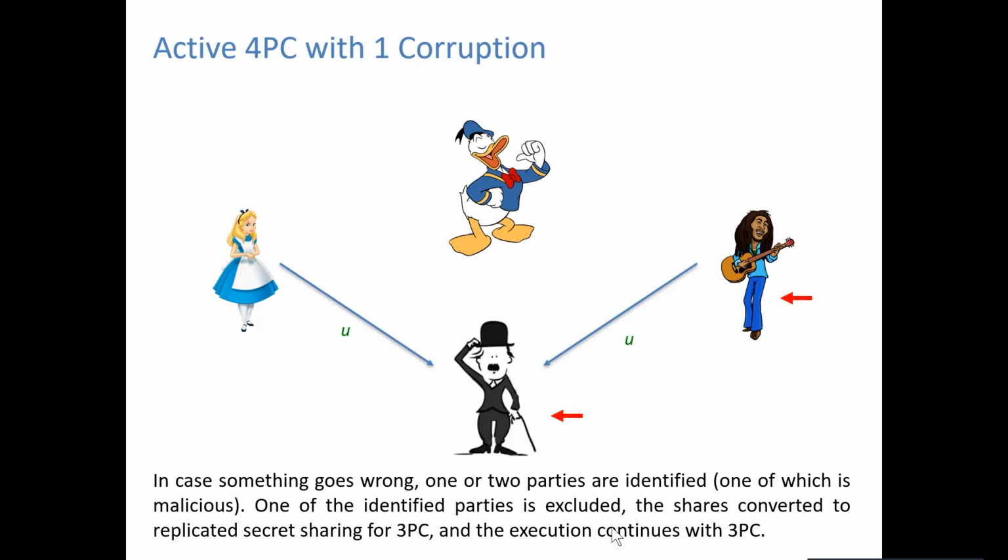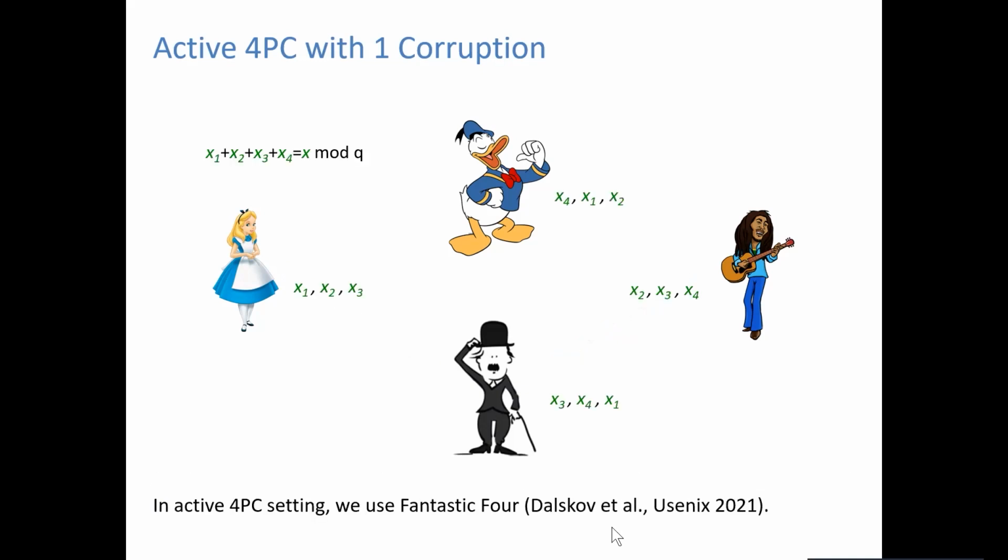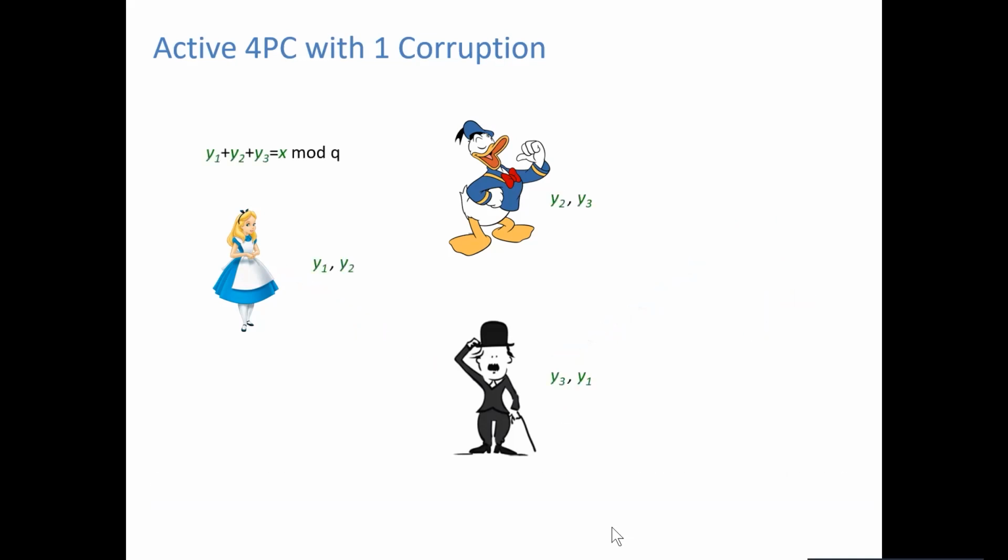What do we know here? We essentially know for sure that Alice and Donald are fine to go, right? We discovered something. So normally in this Fantastic Four scenario, if some problem happens, 1 or 2 parties will be identified as the possible malicious one. You pick one of them and exclude it from the protocol, and then you convert this replicated secret share that you have with 4 parties back to the one with 3 parties only. And you continue the execution.